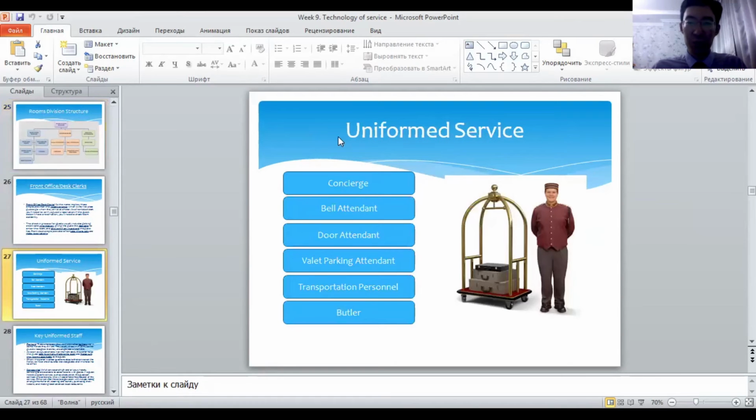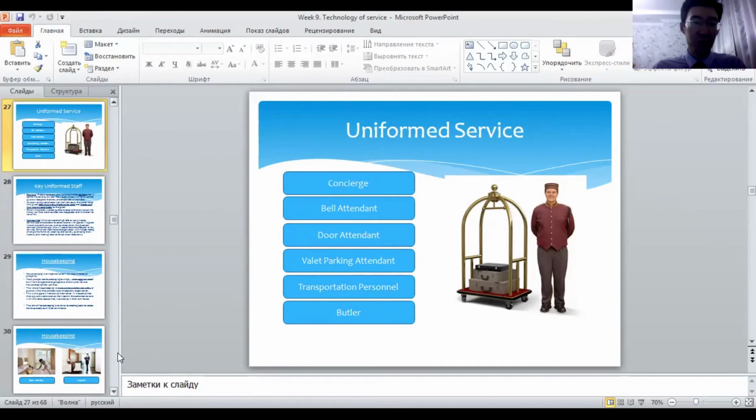We also mentioned the uniform services. Basically, these are the services related to concierge, bell attendant, door attendant, parking attendant, transportation personnel, and butlers. And all these uniforms are cleaned, washed, and ironed by the housekeeping division of the hotel.